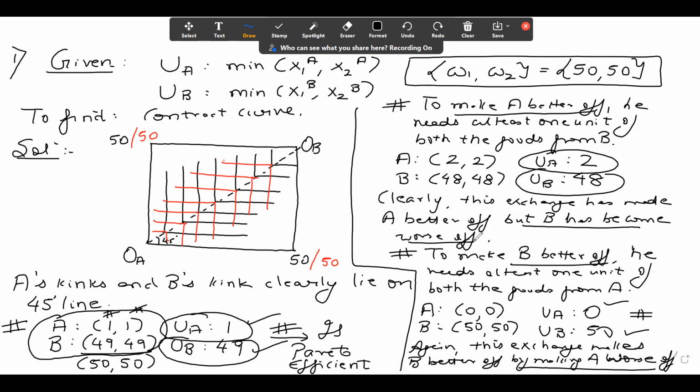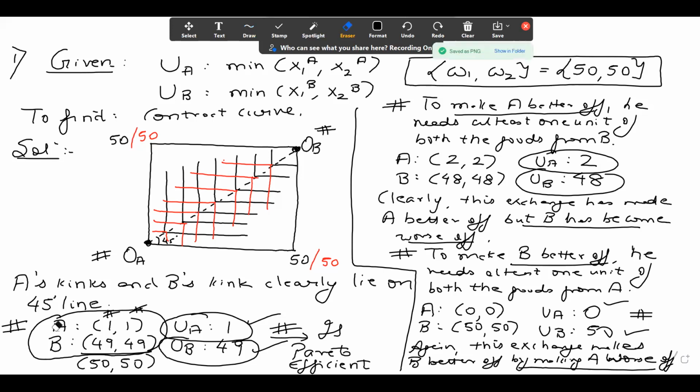Now I can generalize and I can say that all the points on this 45-degree line are Pareto efficient. If one point on the 45-degree line is Pareto efficient, I can generalize, and you can do this exercise at home. Just take 2, 2, 48, 48, 3, 3, 47, 47, dot, dot, dot, 49, 49, 1, 1. And guys, even the origins, OA and OB, are also Pareto efficient, because OA also lies on the 45-degree line, OB also lies on the 45-degree line. That means every point on the 45-degree line, including the origins of A and origins of B, are Pareto efficient.